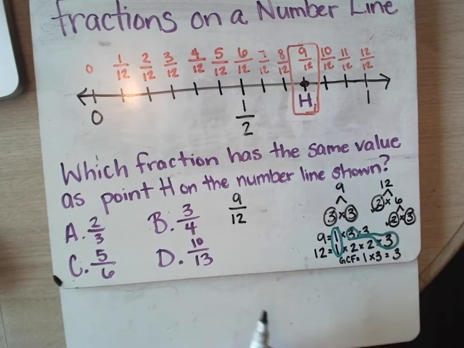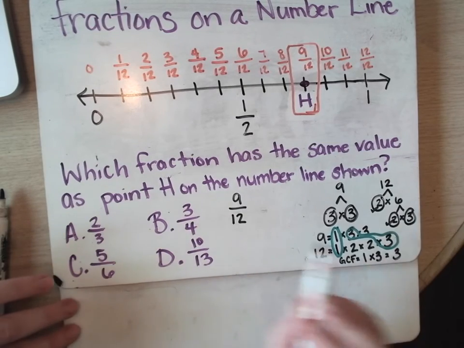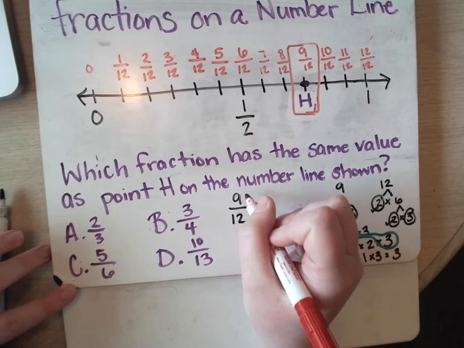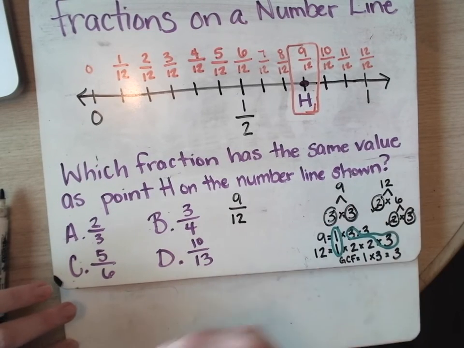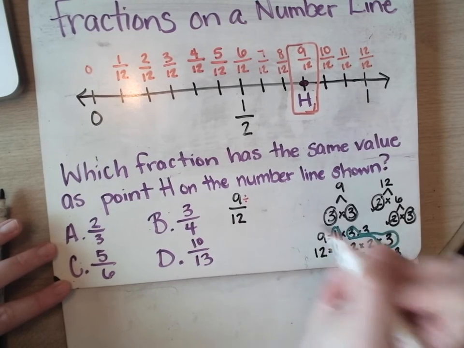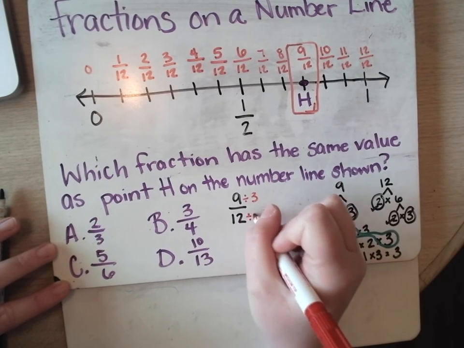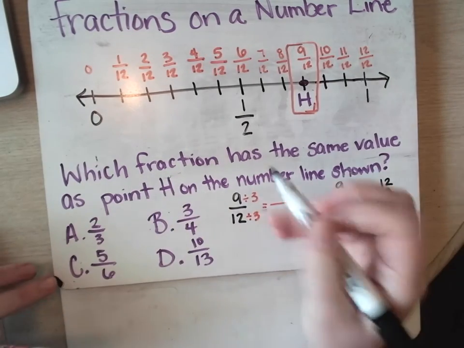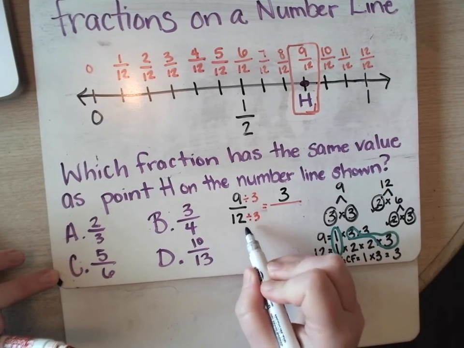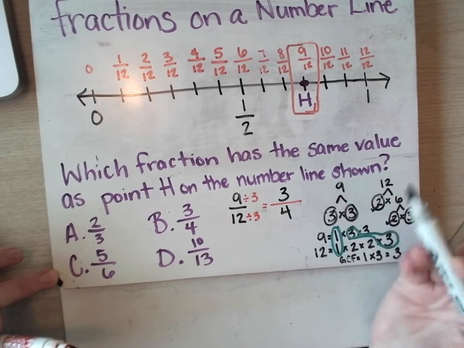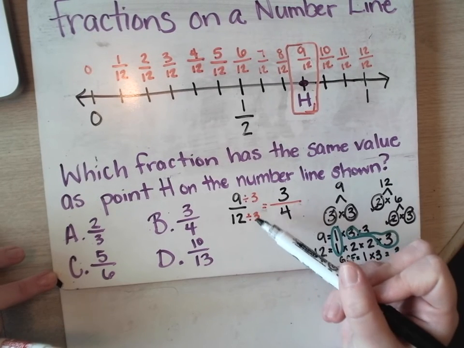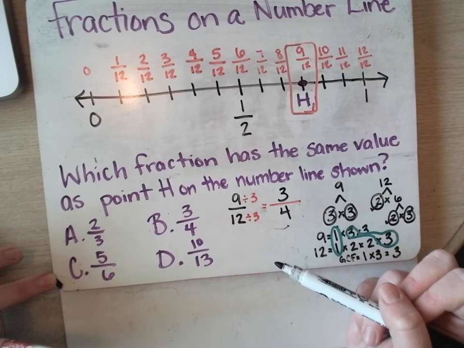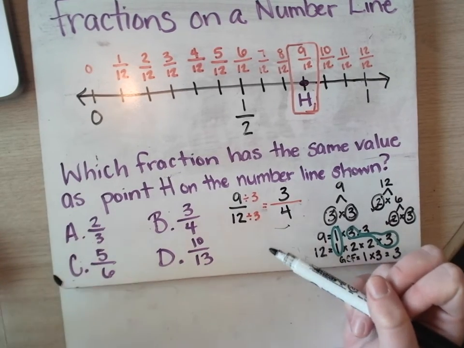Now to simplify, I'm just dividing by my GCF. I'm dividing by 3. So whatever you do to the numerator, you must do to the denominator, or whatever you do to the denominator, you must do to the numerator. It has to be the same. So I'm dividing my numerator and my denominator by 3. So 9 divided by 3 is 3. 12 divided by 3 is 4. Since we did the same thing to the numerator and the denominator, this is an equivalent fraction. It's also the simplified fraction of 9/12.